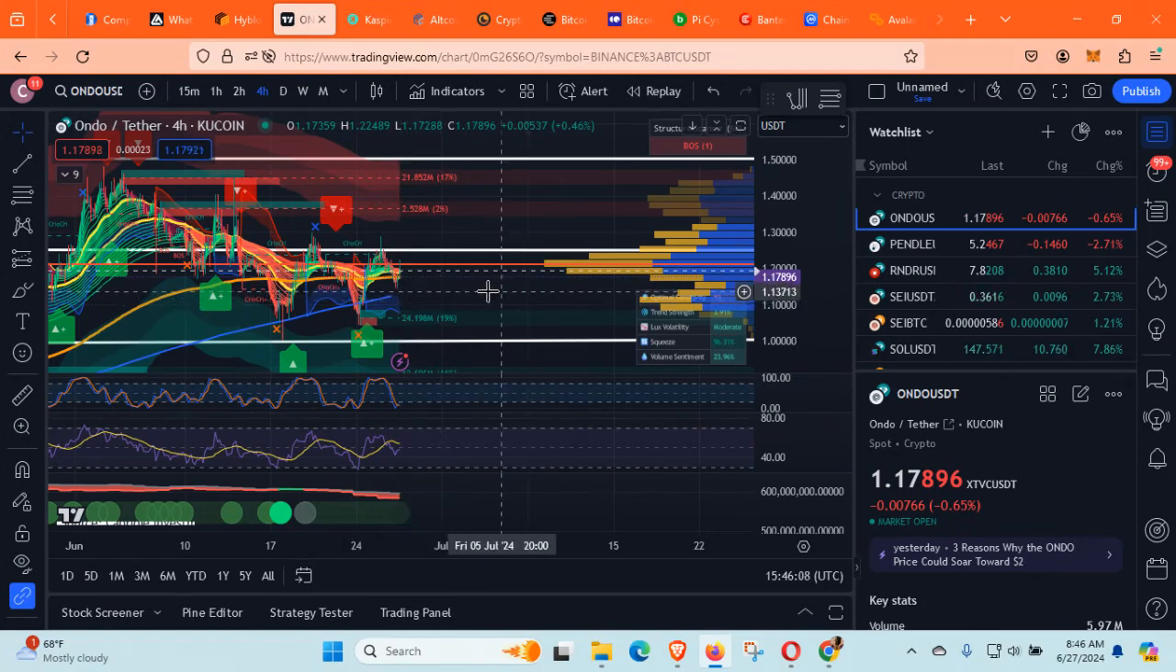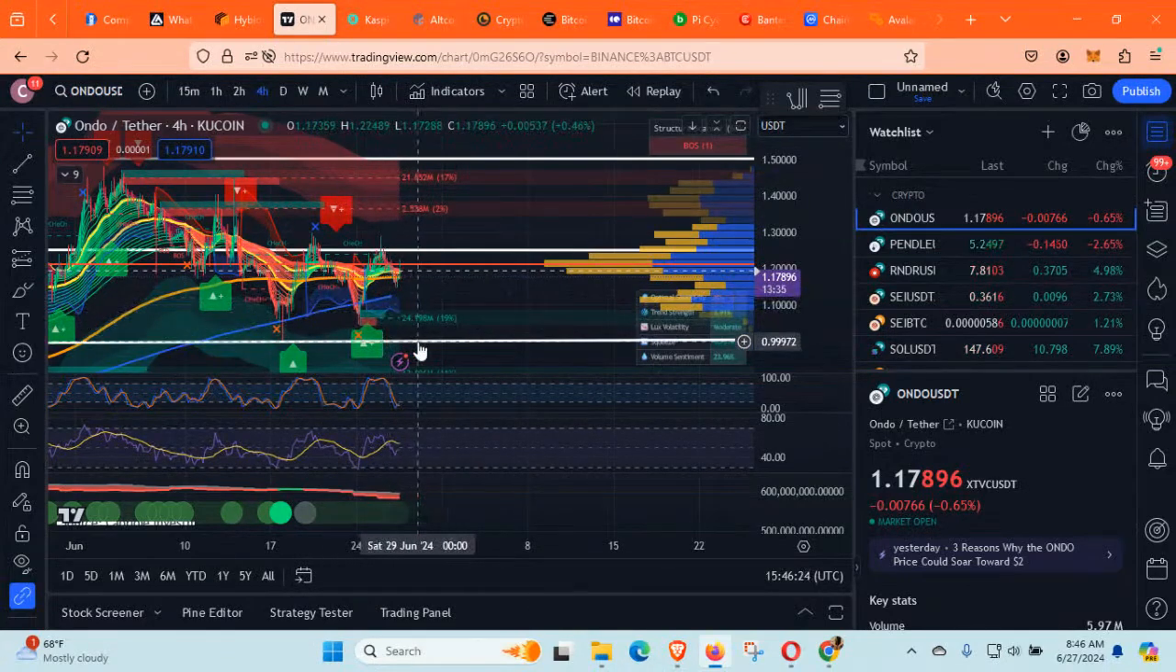Sure, you can make some money from it, and you can trade it, but I'm looking at where I want my buys. I want my buys here at $1, here at around $1.05, $1.10, and here. These are my ideal entries.